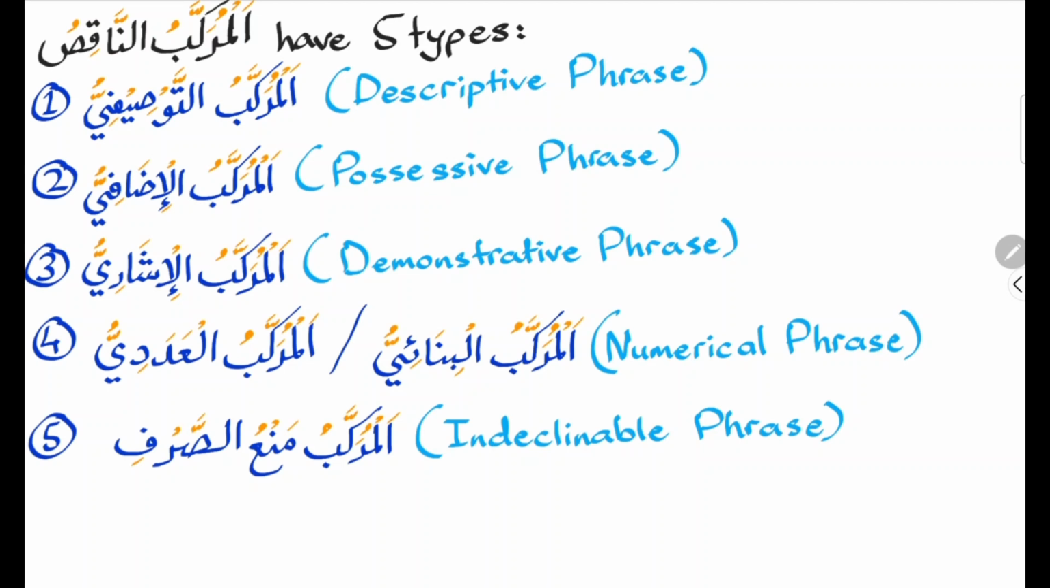And finally, the fifth one is al-murakkabu man'u sarf, indeclinable phrase. This is a phrase in which two words are joined together to form one single word, and we'll talk about that later as well. So now let's get started with the details of the first one, which is al-murakkabu tawsifi, or descriptive phrase.